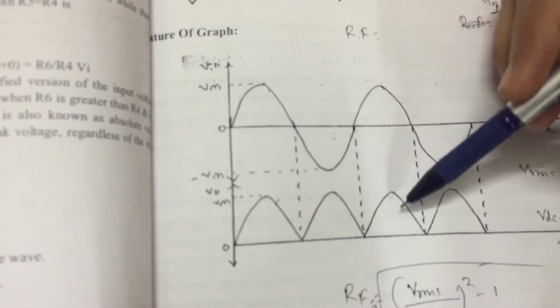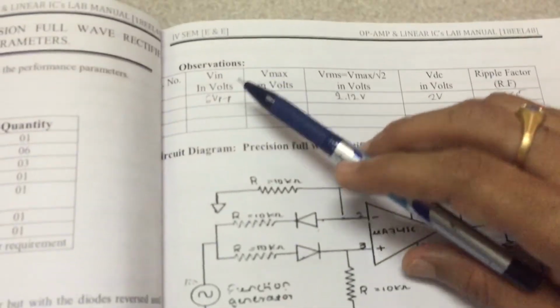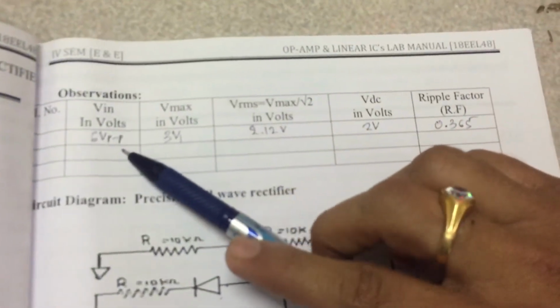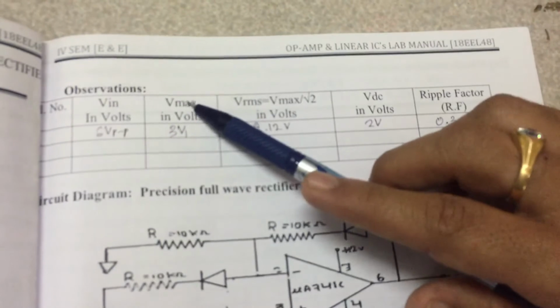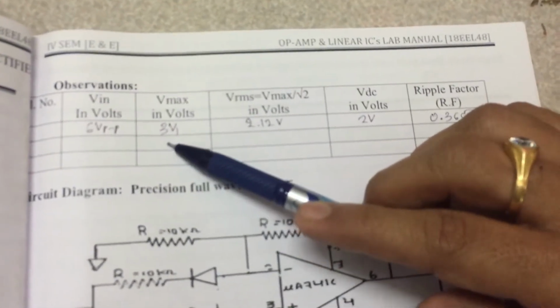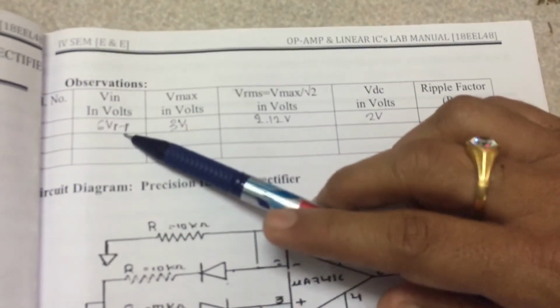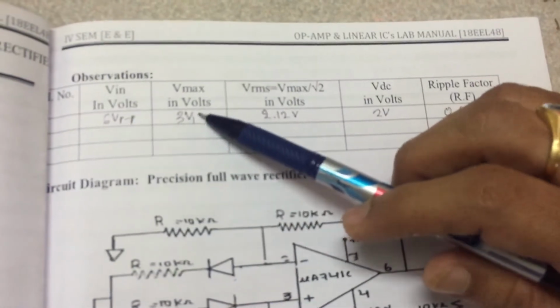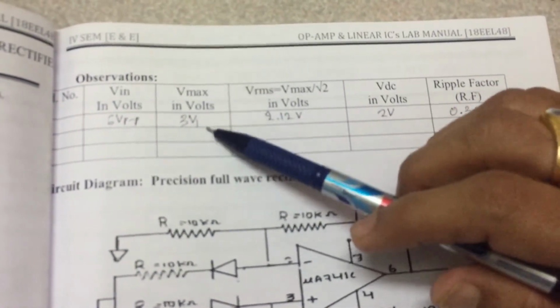So once you get this DC output voltage, then you have to calculate the ripple factor. Here in the tabular column you can see that the input voltage we have fed right now is 6 volt peak to peak. Vmax and minus Vmax you will have. So if you have 6 volt peak to peak, what does it mean? In the positive half cycle you will have 3 volt. The same thing is noted down here.